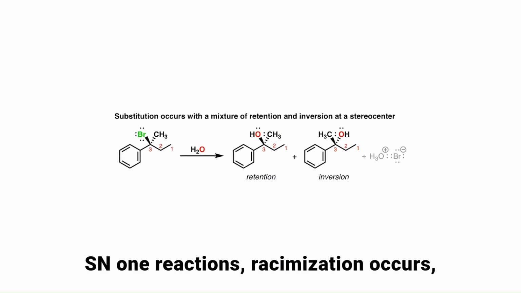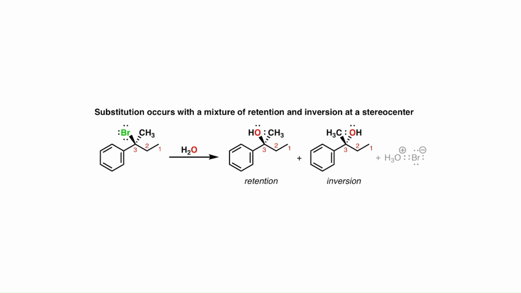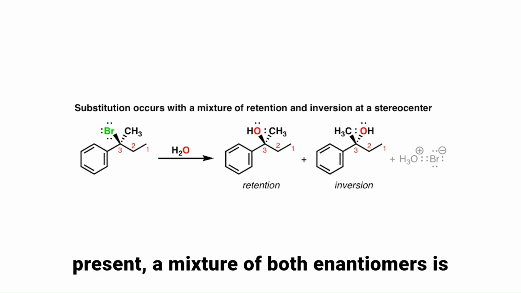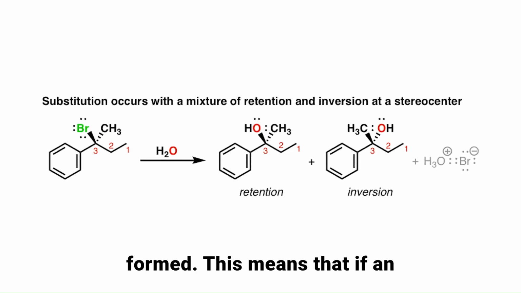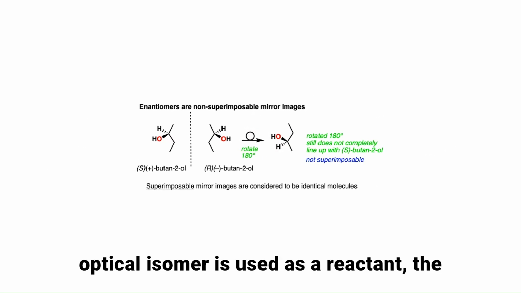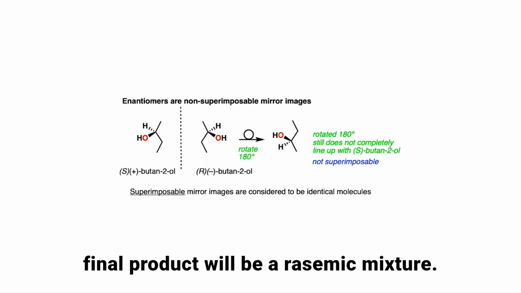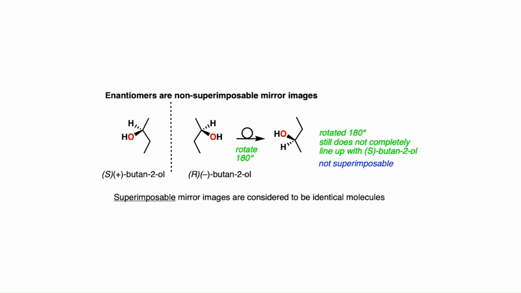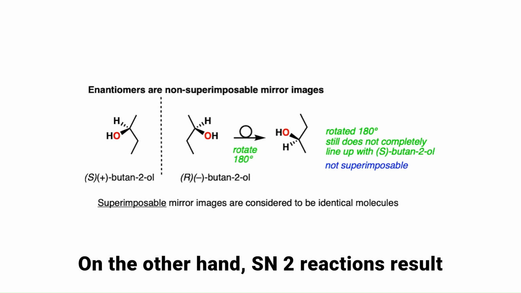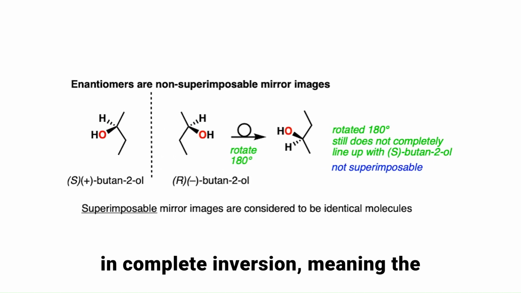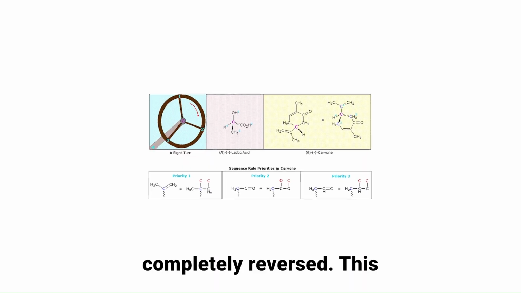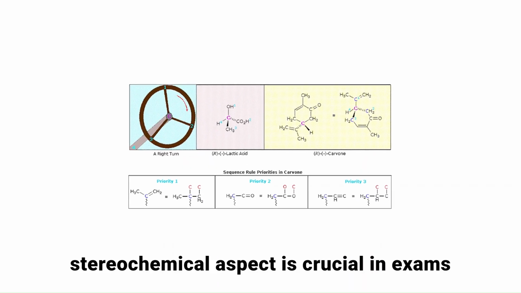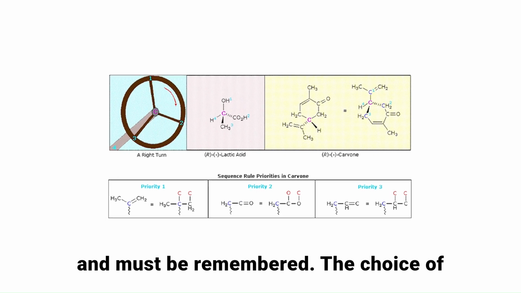In SN1 reactions, racemization occurs, meaning that if a chiral carbon is present, a mixture of both enantiomers is formed. This means that if an optical isomer is used as a reactant, the final product will be a racemic mixture. On the other hand, SN2 reactions result in complete inversion, meaning the configuration of the reactant is completely reversed. This stereochemical aspect is crucial in exams and must be remembered.